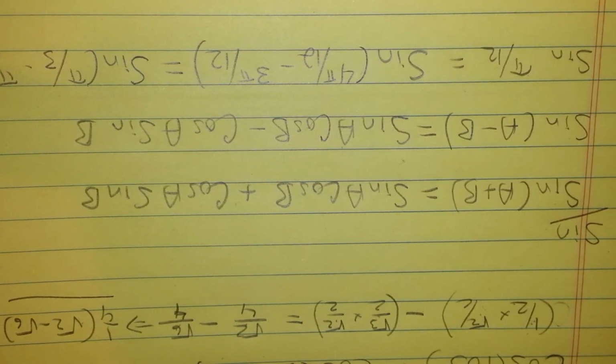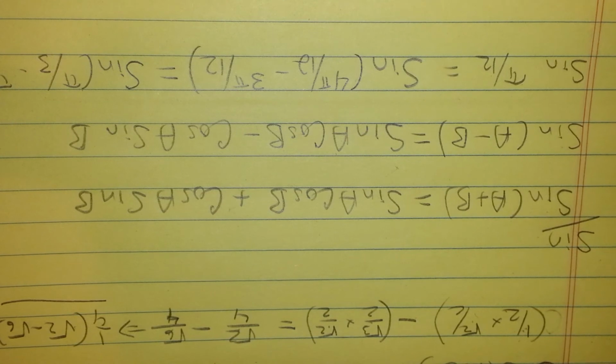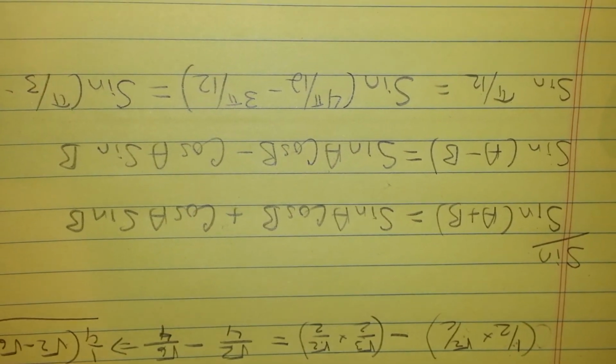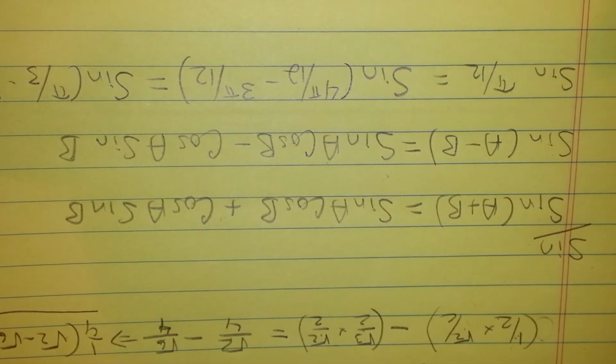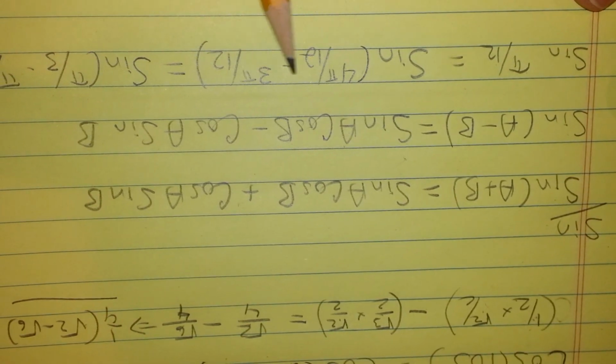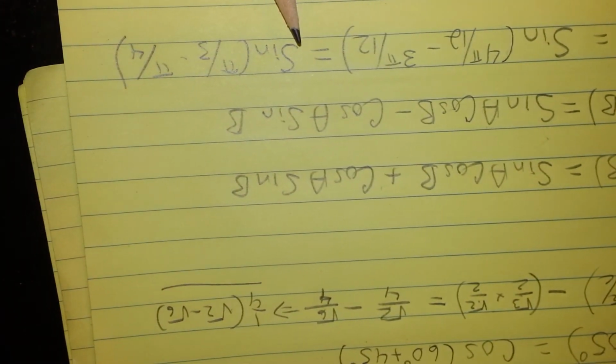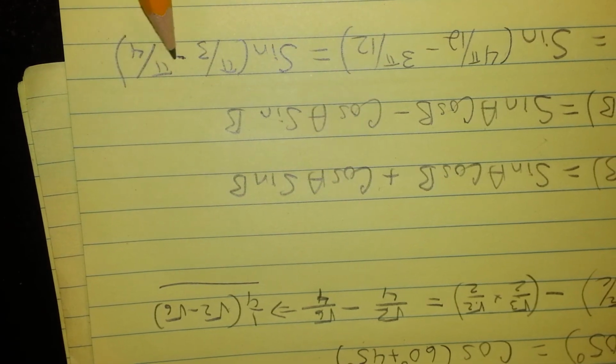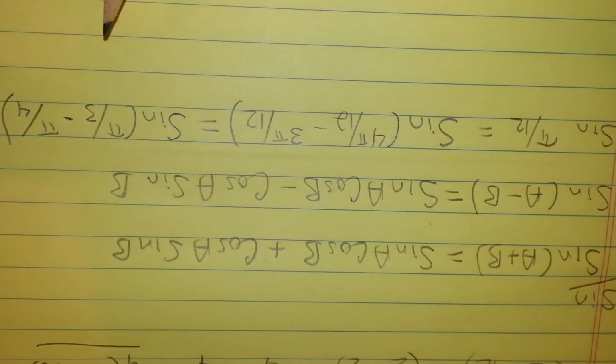All right, let's do another example that you might see tomorrow on a quiz. Let's say I want sine of pi 12ths. Well, I don't know the sine of pi 12ths, but I do know that 4 pi over 12 is pi thirds, and 4 pi over 12 minus 3 pi over 12, that's pi fourths. 4 minus 3 is 1, so pi over 12. I can rewrite that as pi thirds minus pi fourths. And we're doing the difference.